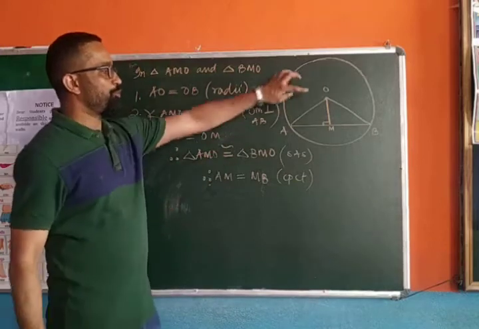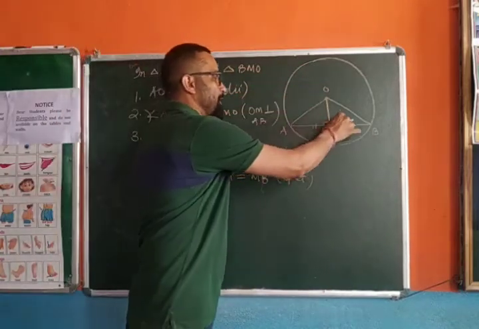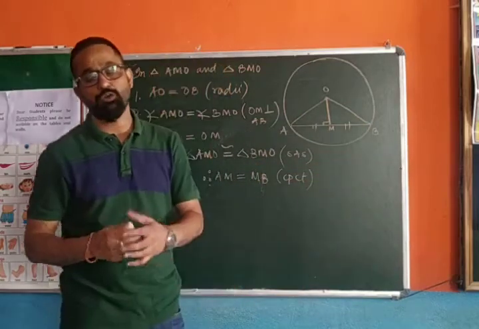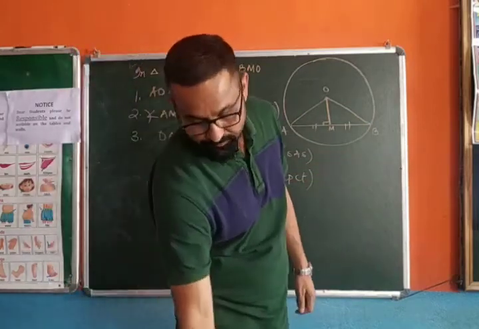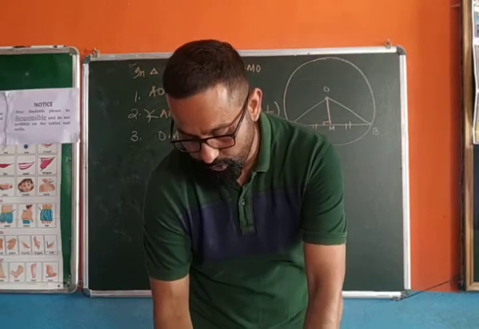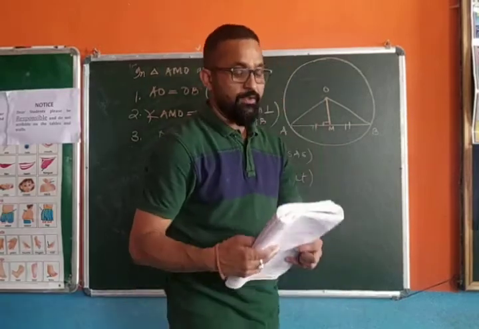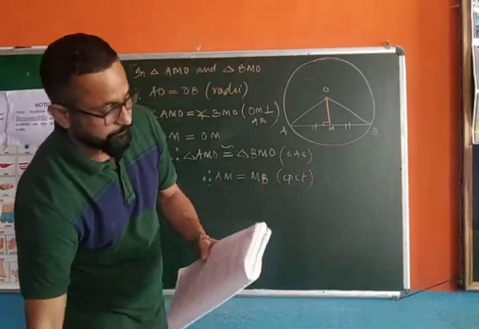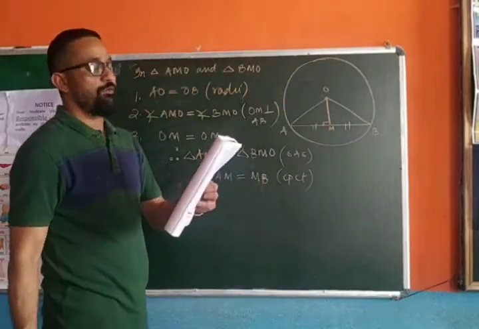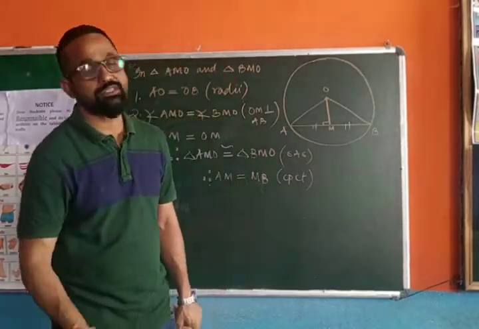So the perpendicular drawn from the center to the chord always bisects the chord in equal halves. Similarly, you have theorem number 15.3. Equal chords of a circle are equidistant from the center.